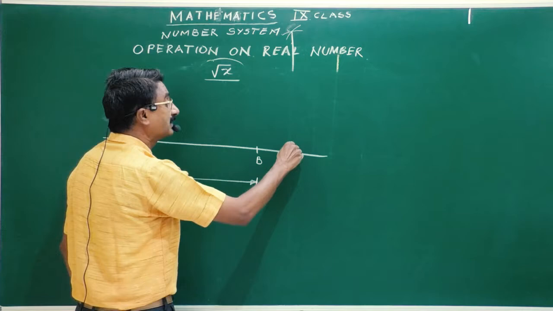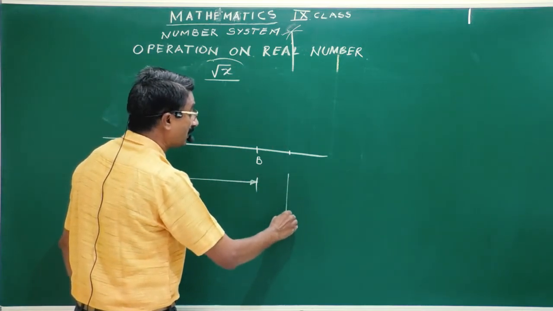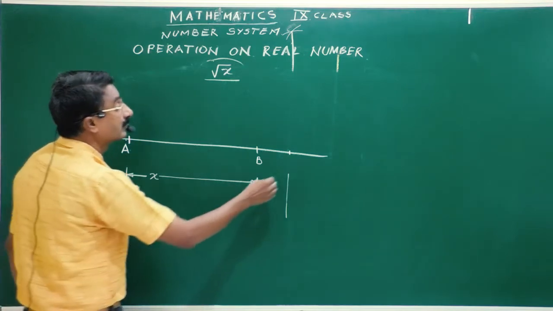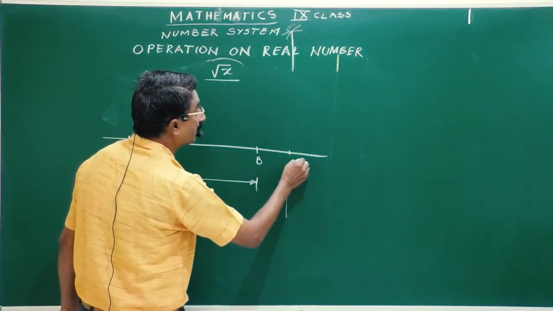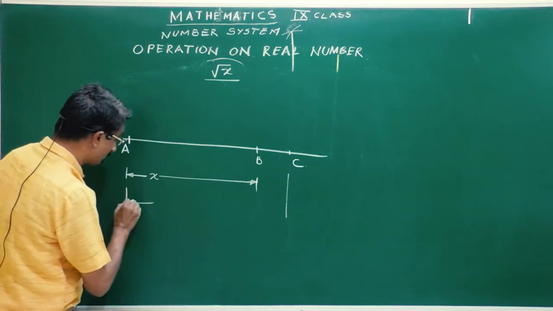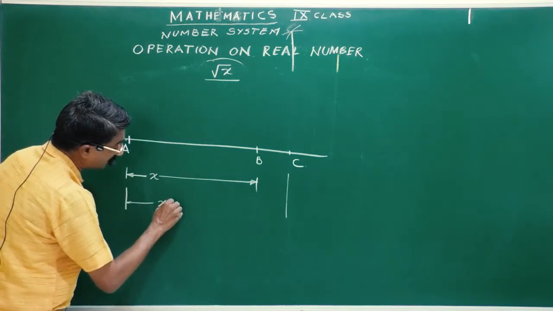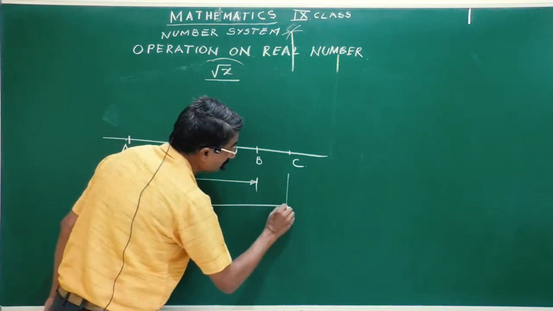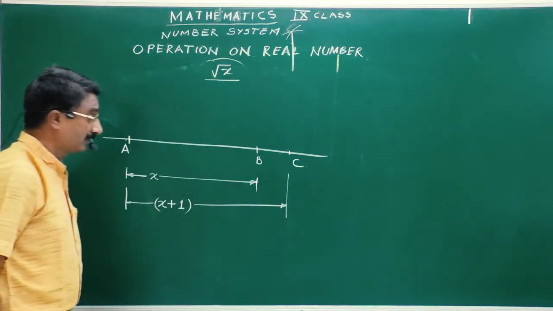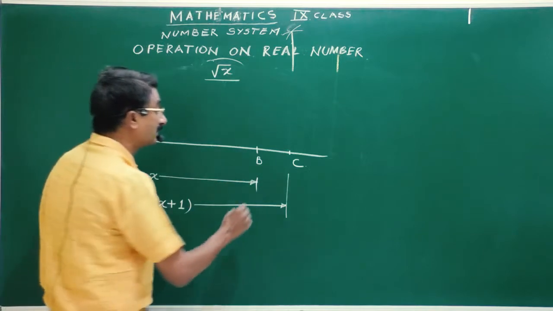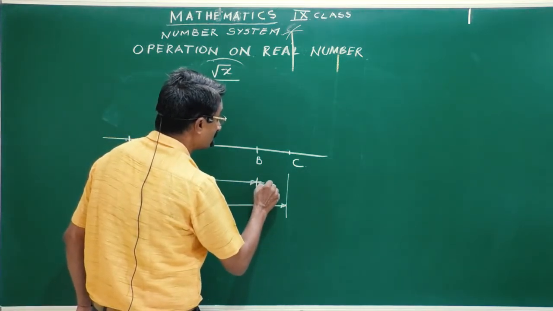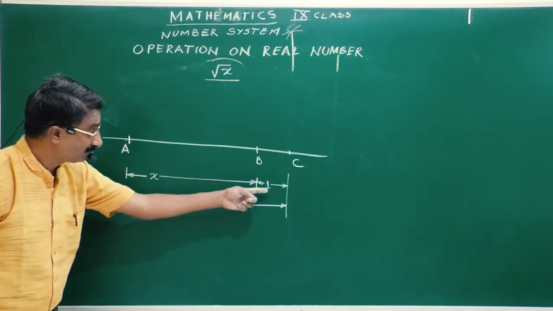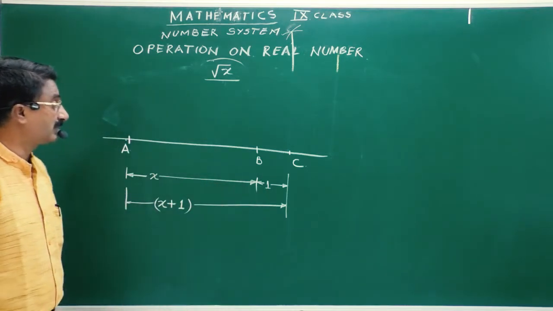That is, add 1 centimeter. So I have added one more. This is point C, say. So this is x plus 1. This total distance is x plus 1. Clear? This is 1 centimeter. We did the same earlier, and we are doing the same now. We took x, added 1 centimeter. This is x plus 1.